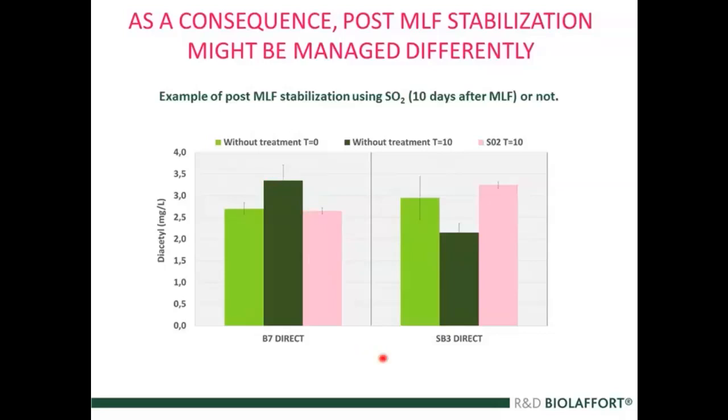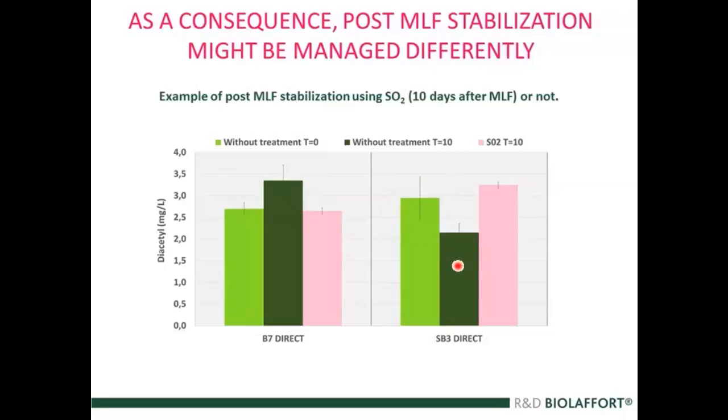On the opposite, for SB3, after malolactic fermentation you have, I'd say, optimized a maximum diacetyl concentration that you will find if you have sulfited your wine after 10 days, and that you will not find if you have not sulfited your wine, because the absence of stabilization will enable the cells to reduce diacetyl during these 10 days.